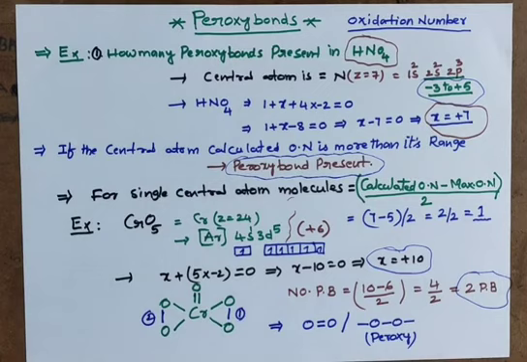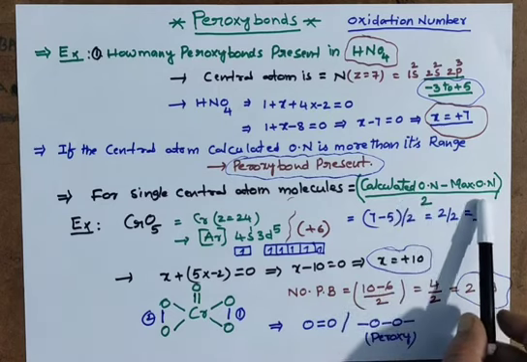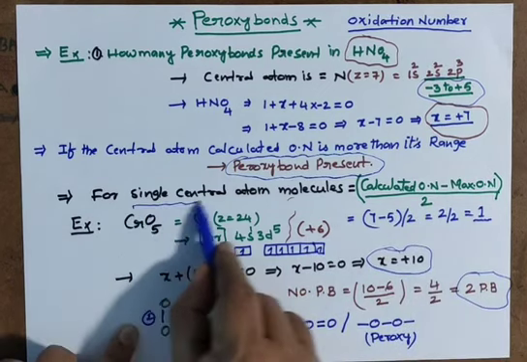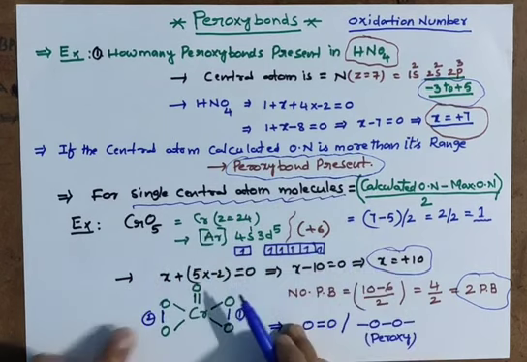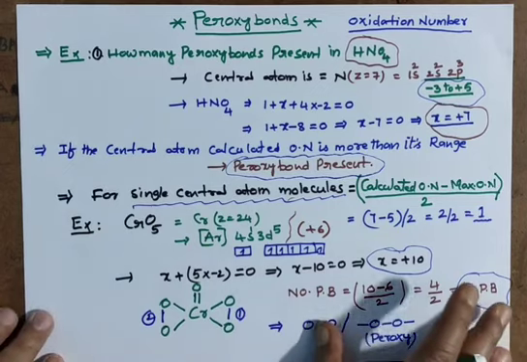So first you have to calculate the normal oxidation number, and then the calculated oxidation number. Calculated oxidation number minus maximum oxidation number, by 2. This is for single central atom molecules. If 2 identical or more identical central atoms are present, then what do we have to do?